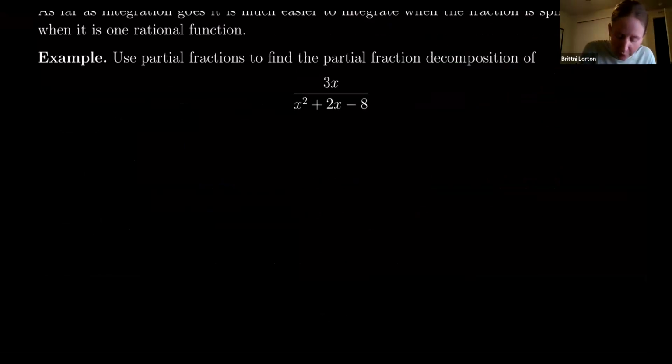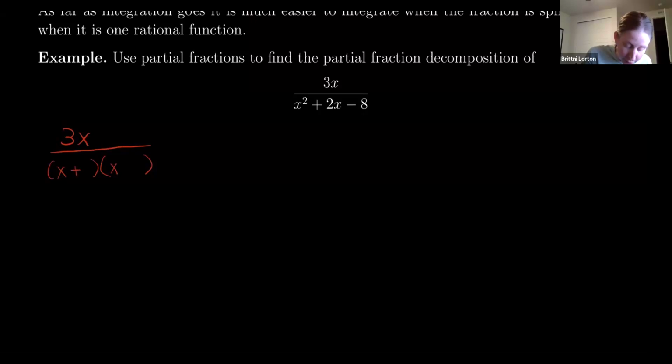So what you're going to do is you're going to first take your expression, which in this case is 3x over x squared plus 2x minus 8. You're always going to start off by factoring the denominator completely, whatever that takes. So make sure the denominator is always as completely factored as possible. So in this case, that's x plus 4 times x minus 2. And then you're going to hope to set that up into a couple of different fractions. That's the partial fraction decomposition.